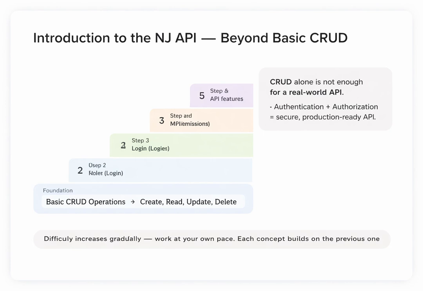The important thing is to work at your own pace. Don't rush past a concept before you're comfortable with it, because each layer depends on understanding the one before it. Authentication and authorization are what separate a toy API from a production-ready one.